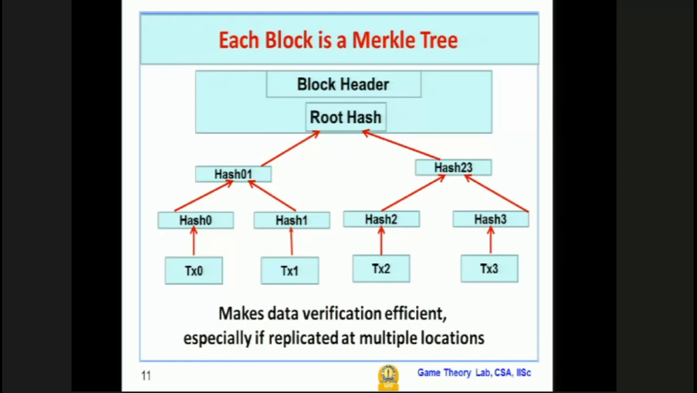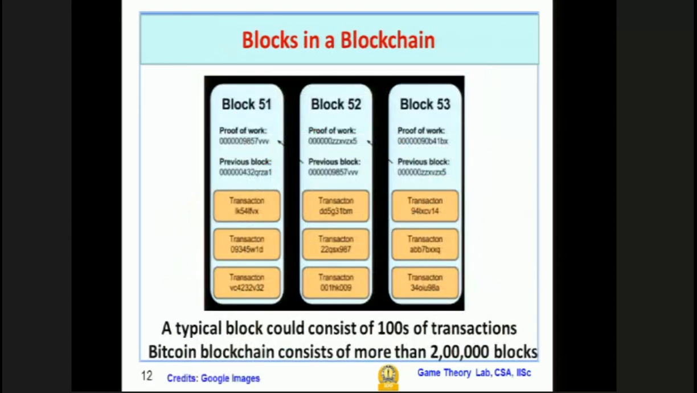Now, what makes the blockchain data structure very interesting is that you have these blocks, and a number of such blocks are chained together. The chaining together of these blocks uses very intensive cryptographic computations. This is what a blockchain will look like. For example, the Bitcoin blockchain consists of more than 200,000 blocks.